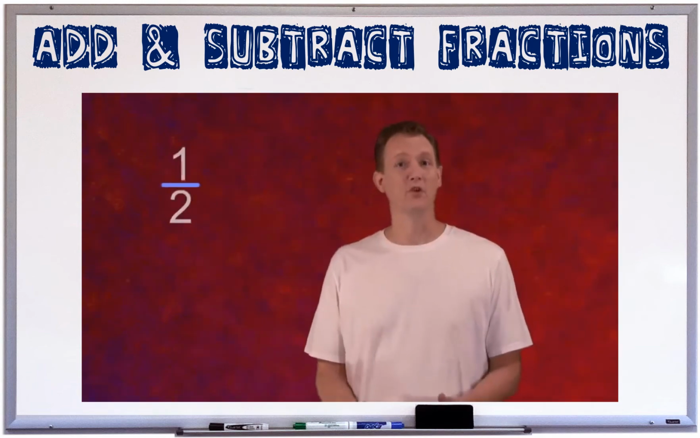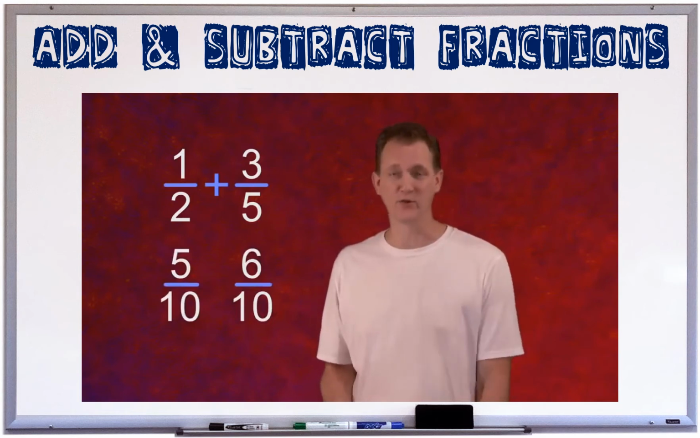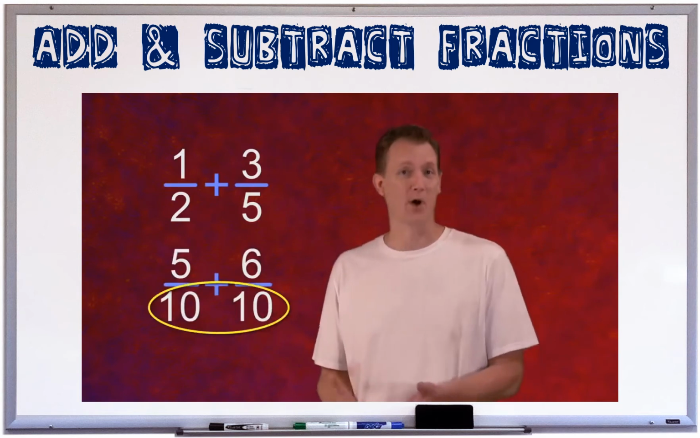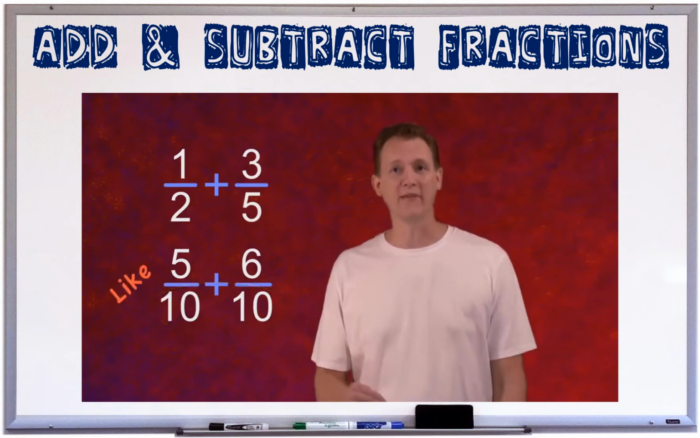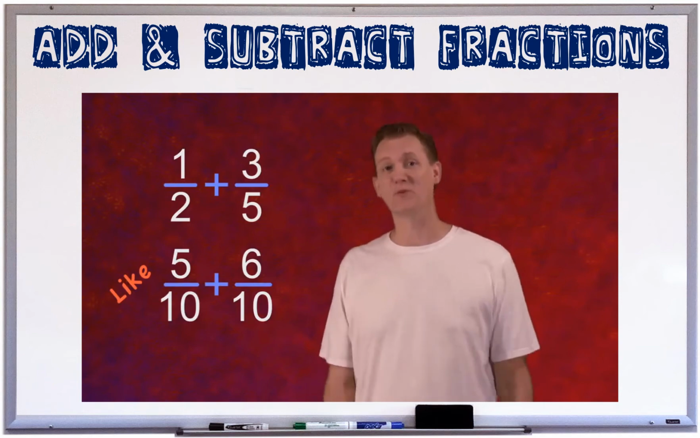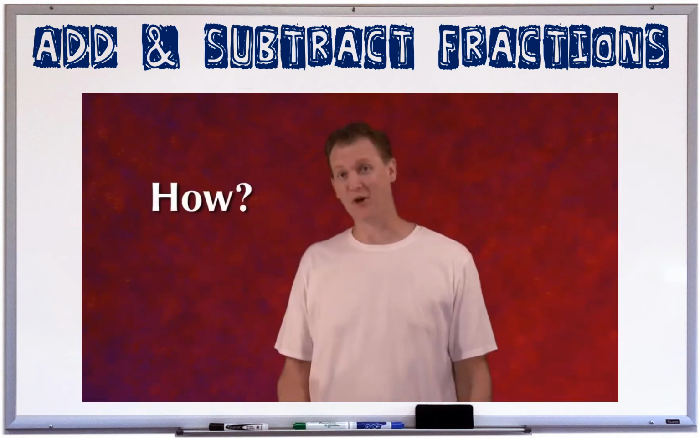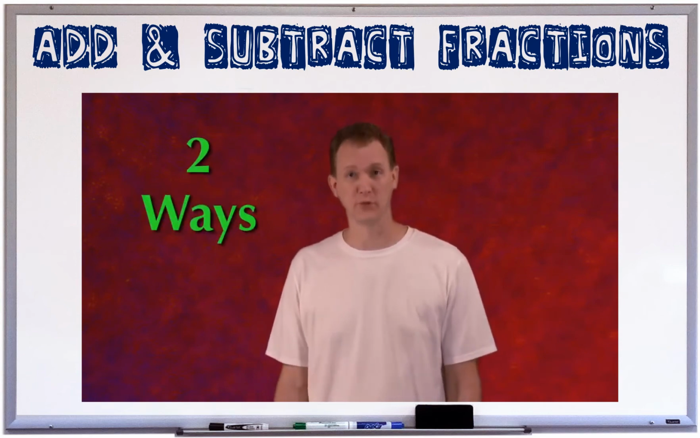Well, whenever we have 2 unlike fractions that we need to add, if we could find equivalent fractions to use instead, and if those new equivalent fractions had the same bottom numbers as each other, then we'd be all set. We'd have 2 like fractions, and we could add them using our procedure. Okay, but how do we find equivalent fractions that have a common denominator, or the same bottom number? Well, there's 2 main ways of doing it.